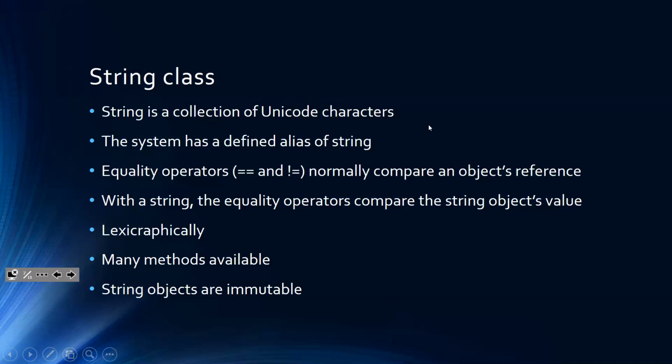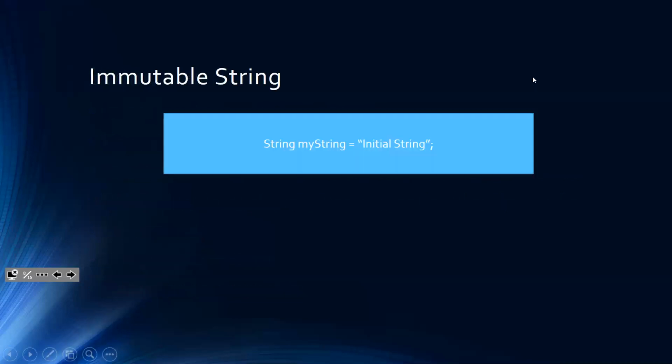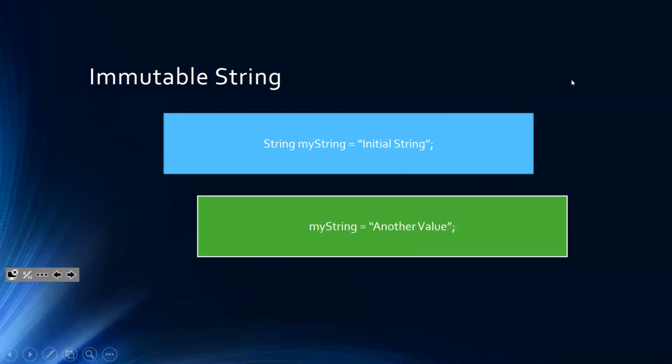Now the last thing, string objects are immutable. What does that mean? If I create this string called my string, it gets allocated in memory and it has this value, initial string. Now I come along later and I change its value. My string now equals another value, right? Both of those values remain in memory. The object, my string, its reference point, the place it's pointing to in memory, is adjusted to point to this second value instead of this first value. Well, that's cool. That's no big deal, right?